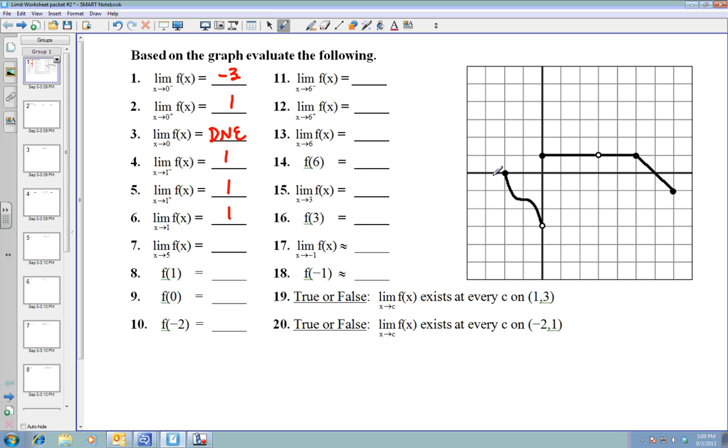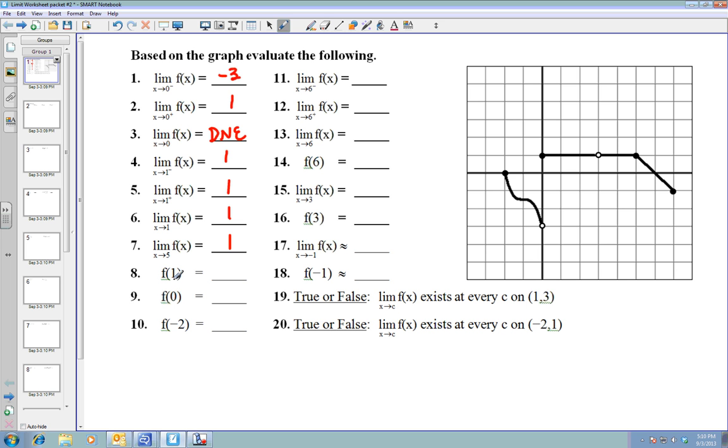Number 7, the limit as x approaches 5. It didn't tell us what side, so that means we have to check both sides. So as I approach 5 from the left-hand side, here's 1, 2, 3, 4, 5. Here it is right here. So from the left, it's 1. From the right, it's 1. So my total limit is 1.